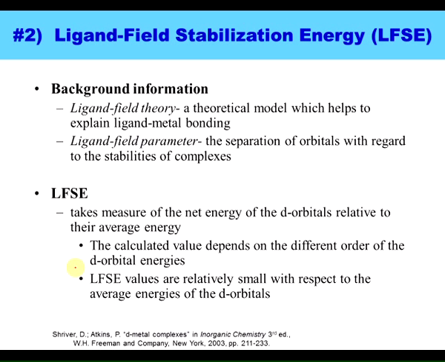So remember when we did the crystal field splitting diagrams for tetrahedral and octahedral and square planar, we had different splitting arrangements of the ligands. So that's why you get different values, because those are split differently. Now these ligand field stabilization energy values are relatively small with respect to the average energies of the d orbitals. So it's not a huge factor, but it is a contributing factor to the stabilities of some complexes.